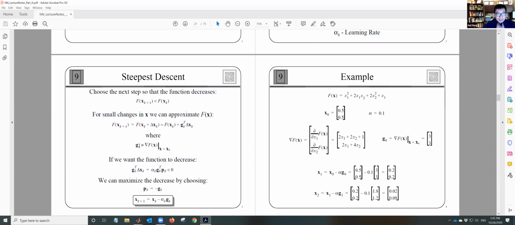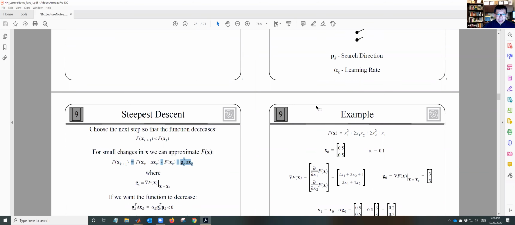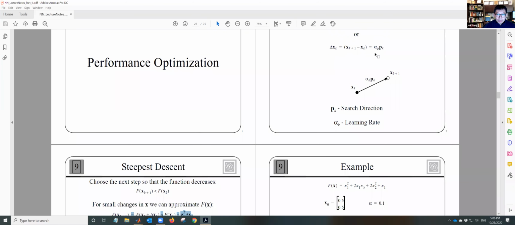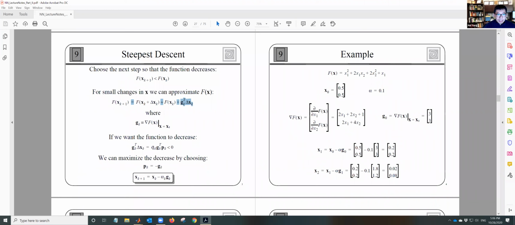Now, this gk is the gradient. If we want the function to decrease, that means we want this one to be smaller than this one. That means gk transpose delta xk has to be less than 0. We define delta xk equals alpha k pk. Let's put it in. That means we have to make sure alpha k gk pk is less than 0.